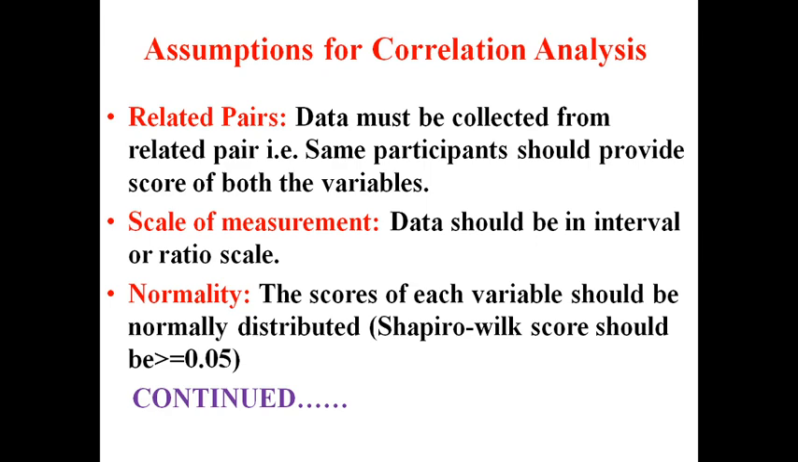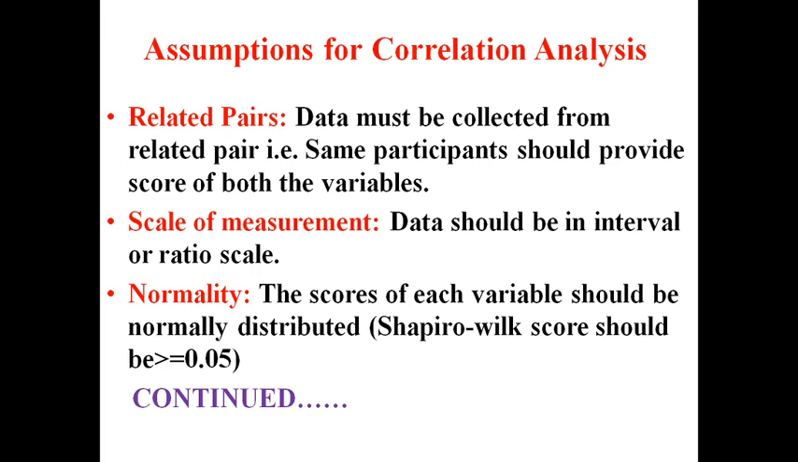Then the assumptions for correlation analysis. The first assumption is related pairs. Data must be collected from related pairs, that is, the same participants should provide scores for both the variables. So different participants should not be allowed to give the responses for the different variables.